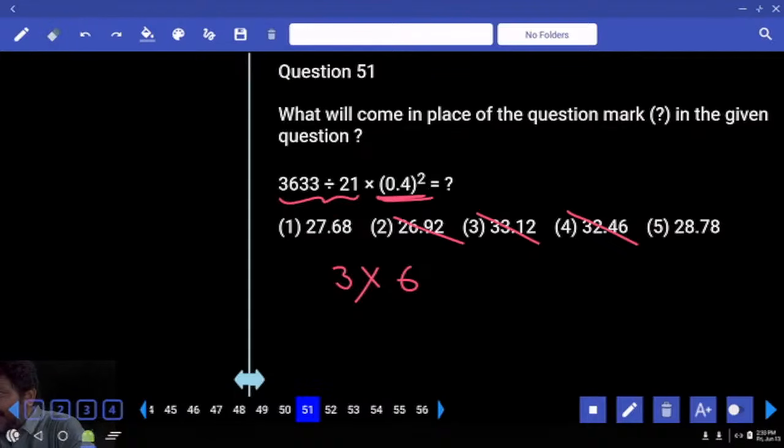0.4 in the sense, can we write it as 4 by 10? That means answer should be 4 multiple. Look at last 2 digits, 68. Is it 4 multiple? Is 78 4 multiple? Eliminate. Followed?